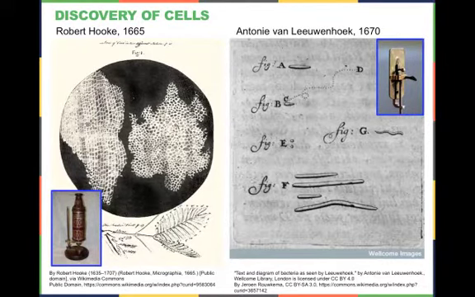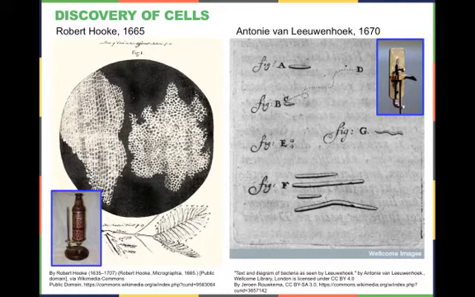Cells were discovered more than 350 years ago. Robert Hooke coined the term cell to describe his observations of cork cells. Hooke's drawings of cork cells is shown on the left, and one of his microscopes is shown in the lower left corner. Cork is part of plant stems that are made of dead cells.